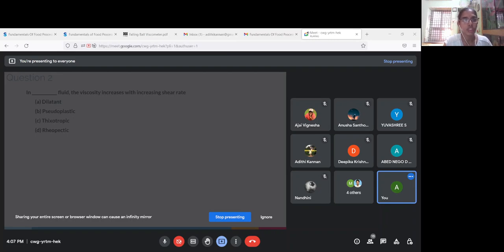Moving on to the second question. In which fluid does the viscosity increase with increasing shear rate? A, dilatant; B, pseudoplastic; C, thixotropic; and D, rheopectic. Any other answer apart from pseudoplastic? Any other answer? Why do you think it is rheopectic?